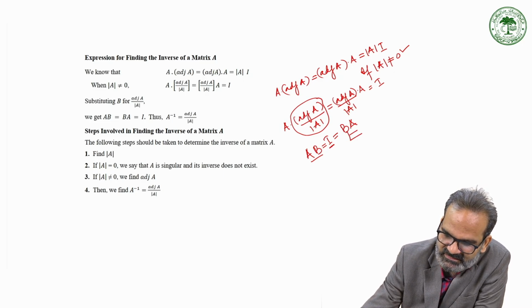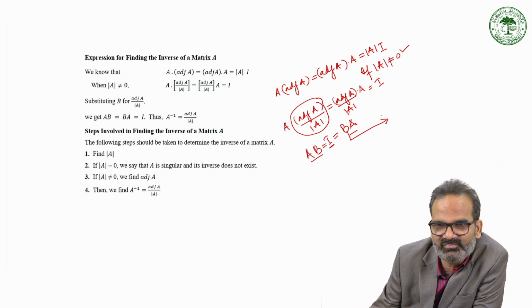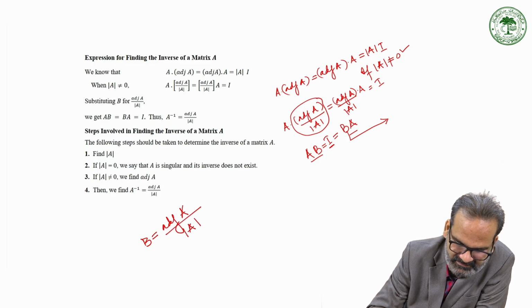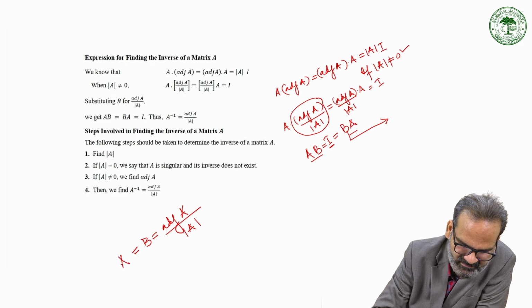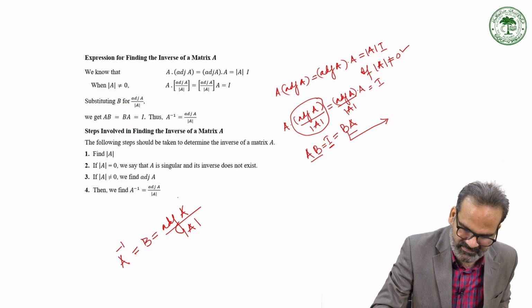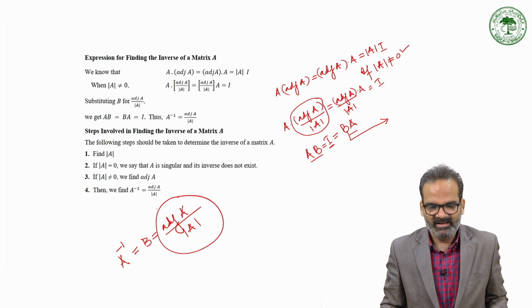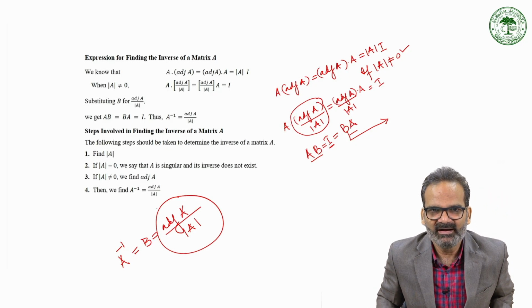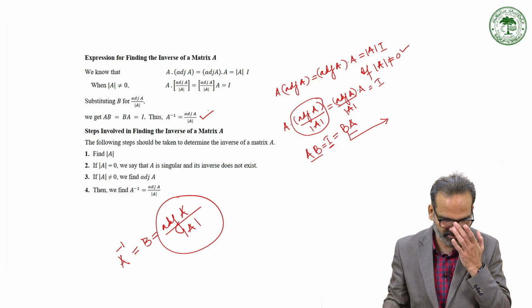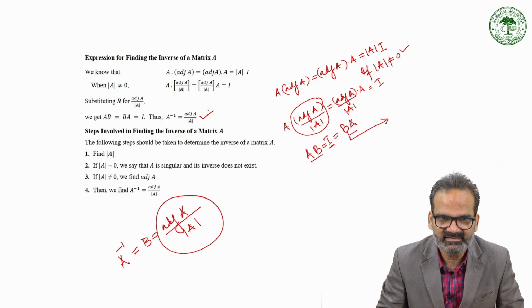So, this B is called the inverse of the matrix A, and it is calculated by B is equals to adjoint of A divided by this. We can denote it by rather A inverse, right? So, the A inverse is calculated by this formula. Adjoint of A is divided by determinant of A, right? This is the formula to calculate the inverse of any square matrix.